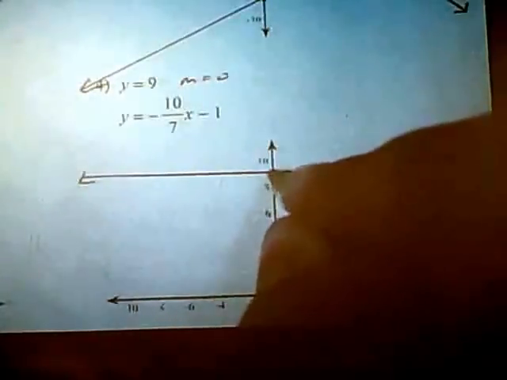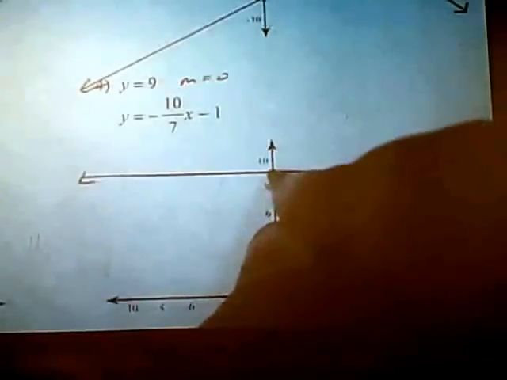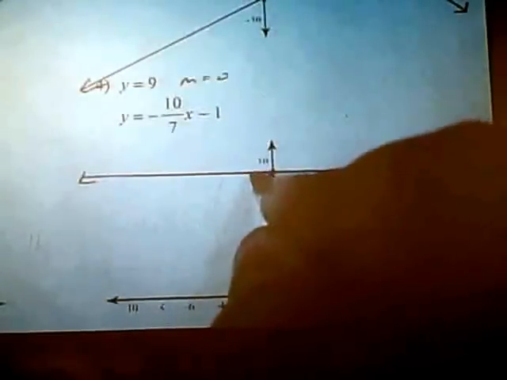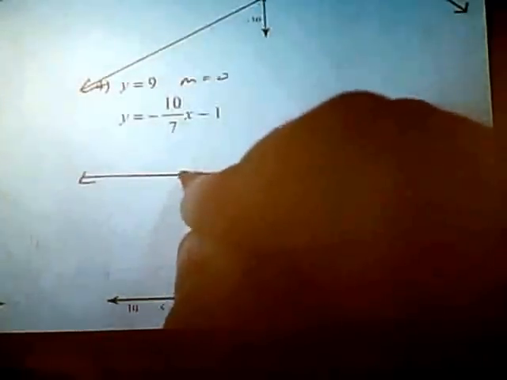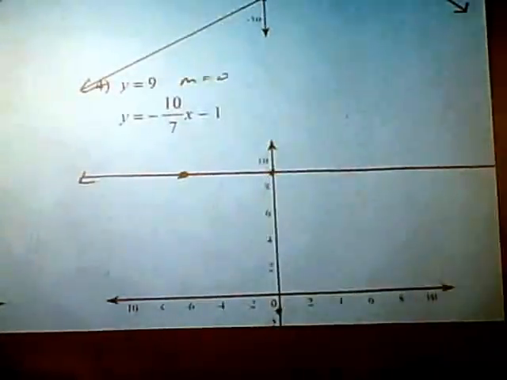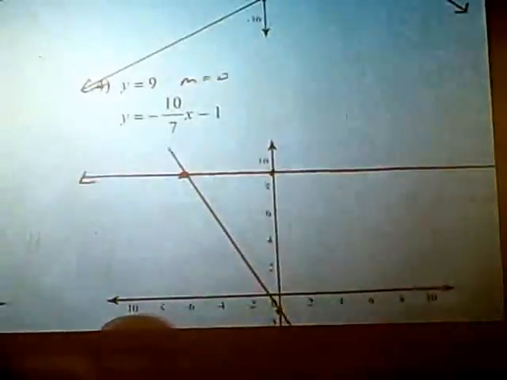And then I'm going to go over to the left 7, because I went up my positive. In order to make this negative, I've got to go to the left now, 7. So I'm going to go over 7. 1, 2, 3, 4, 5, 6, 7. Right in here. Okay? You got your 2 dots. Now go ahead and graph your line.